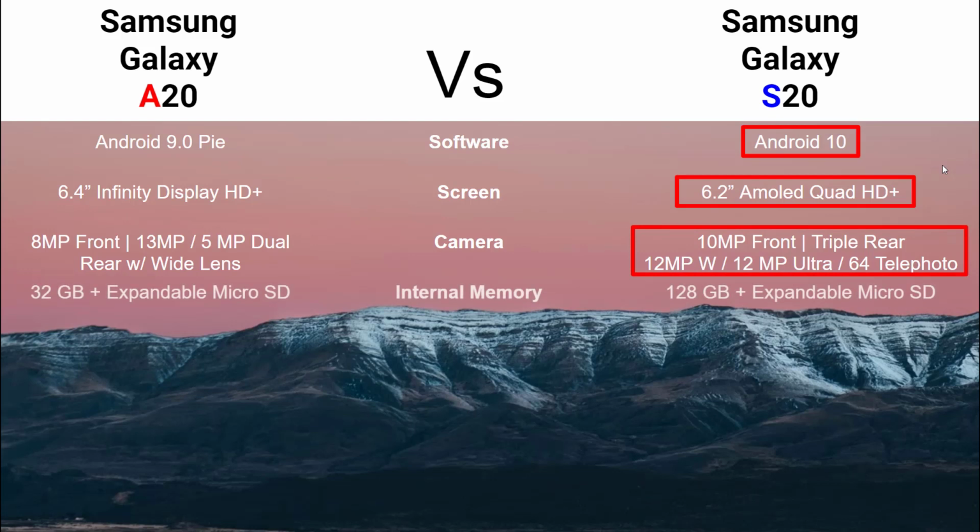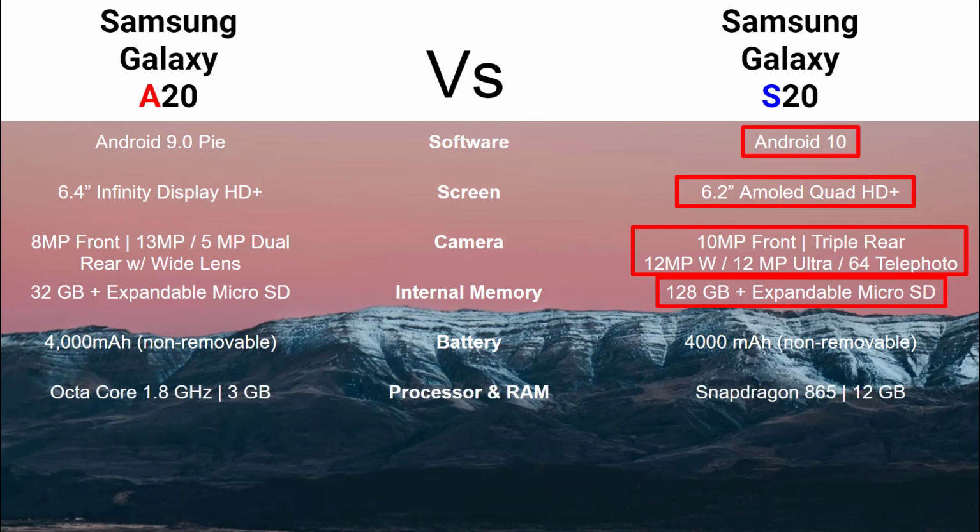Now moving on to the internal memory, the A20 is going to have 32 gigs of internal storage and the S20 is going to have 128 gigs of internal storage. Now both are going to be expandable with the micro SD card, but out of the box you are getting just a lot more with the S20. Battery wise, it's going to be the same. They're both going to have a 4,000 milliamp battery that is not removable.